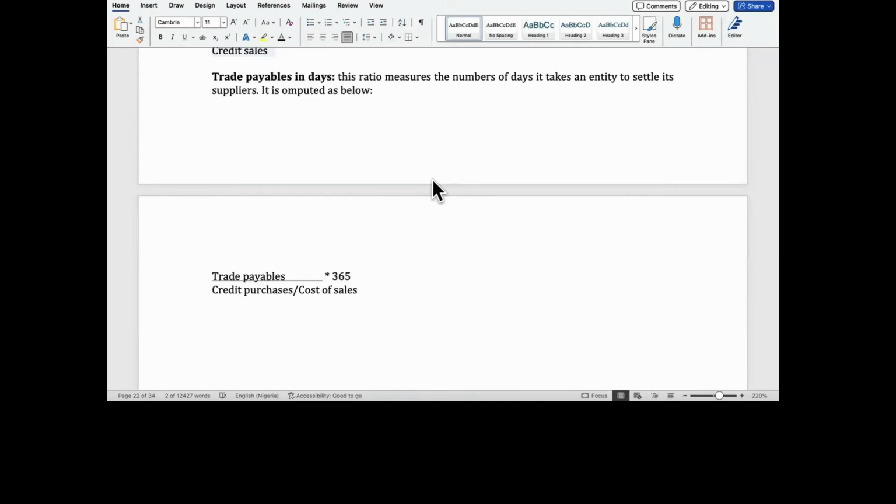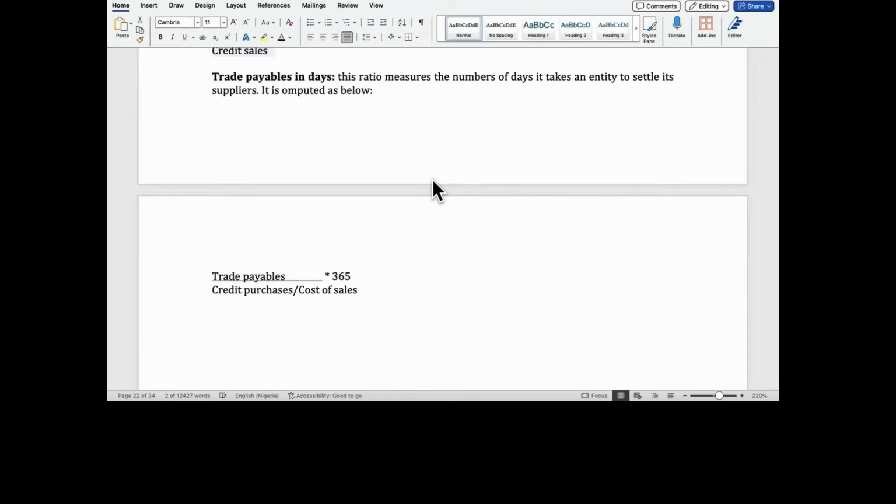So how do you then do this in your exam? How do you interpret this in the exam? For your exam, if you see trade payables in days that is increasing, okay, don't say this company is good or bad.